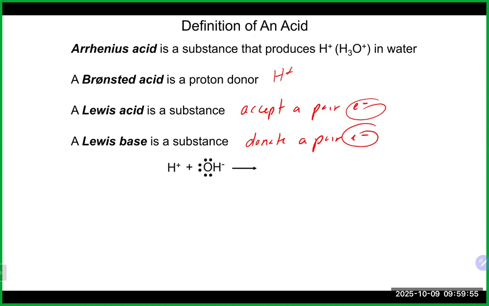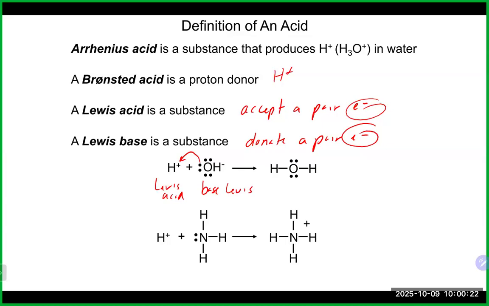So if we take a look at this situation here, which is our H plus and our OH minus, in this particular case, OH minus can donate some electrons over, and that's going to make it the Lewis base. And the H plus will accept the electrons, which is the Lewis acid. Again, it's positively charged, which means obviously it's missing some electrons. So that works really well.